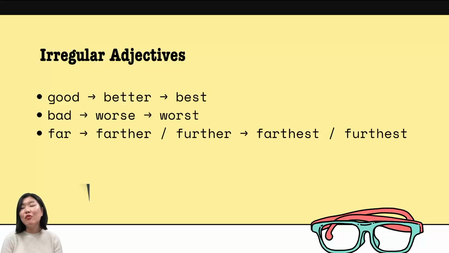For most comparatives and superlatives, you just have to add ER, more, most, or est. But there are irregular adjectives where you just have to do the memorization. With the adjective good, you would say better for the comparative and best for the superlative. How about the word bad? It changes to worse and worst. Far becomes farther and farthest. So make sure you memorize them.